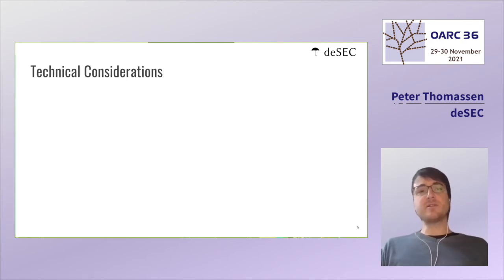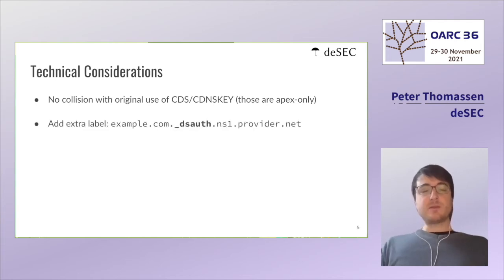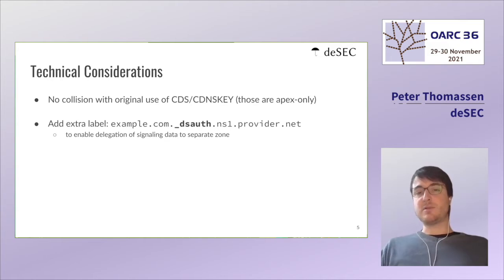Some technical considerations. There's no collision with the original use of CDS or CDNSKEY records because those are at the apex only, and we're proposing to add a new use case for these records on non-apex names in the subdomains of the _dsboot domain. We also propose to put this label in between, to have some kind of technical separation between the name server host name itself and the bootstrapping stuff going on underneath. This enables delegating the signaling data to a separate zone.